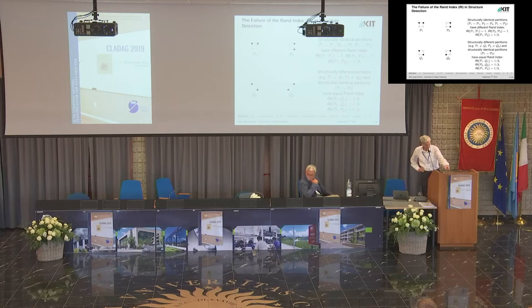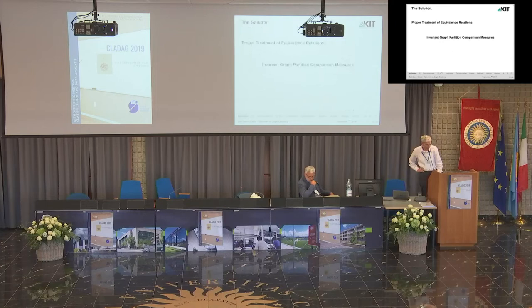And my second example, which should give you again some food for thought, is that if you look at these structurally different partitions, which are unequal, and you have structurally identical partitions, then all of them have the equal Rand index. And basically, this should not happen. Why does it occur? Now I speak from a purely mathematical point of view. Basically, the proper treatment of this would be to have equivalence sets of partitions, and the measures work between the equivalent sets of the partitions. And that brings us to the idea to have invariant graph partition comparison measures. And this is what I'll show you.